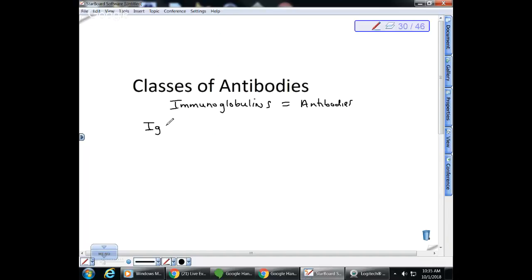Okay. There are five classes and they can be memorized by the acronym MADGE. MADGE does not mean anything. It's just a mnemonic device that is used to remember that there are five classes of immunoglobulins. So, for example, we have IgM, IgA, IgD, IgG, and IgE. So just remember MADGE.